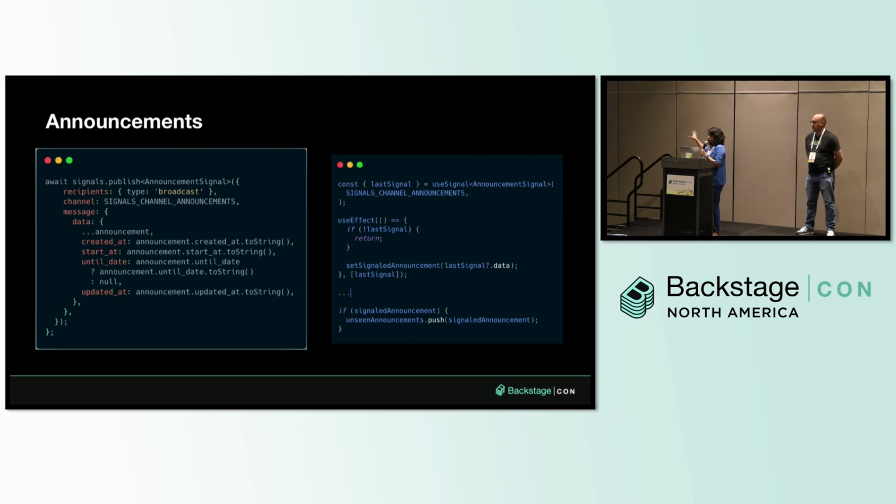The screenshot to the right is actually written as part of the announcements plugin. The announcements front-end plugin is the one that subscribes to any signals that are arriving over the signal channel. Then it's going to see if there's a new announcement that has come through. Is there a new announcement signal? And if that exists, it pushes this new signal into unseen announcements.